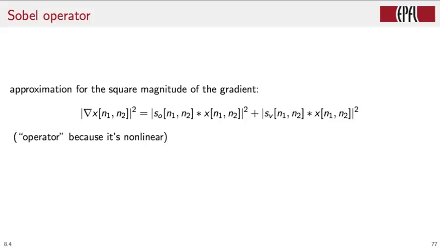We can combine the effect of horizontal and vertical differentiation into the Sobel operator, which is an approximation of the square magnitude of the gradient. The operator is called an operator because it's not a linear filter.